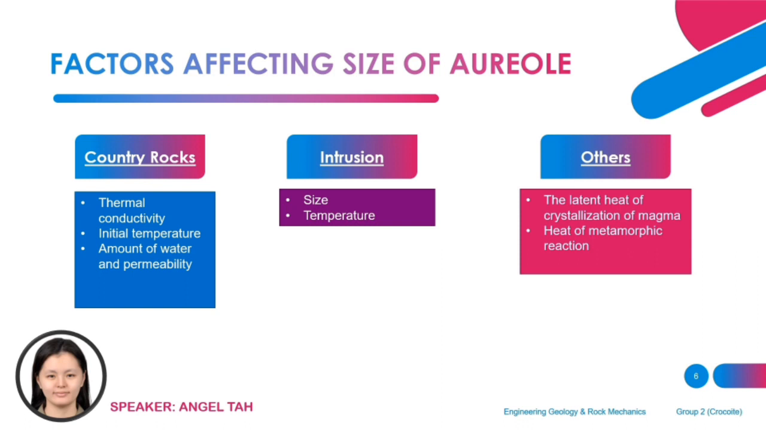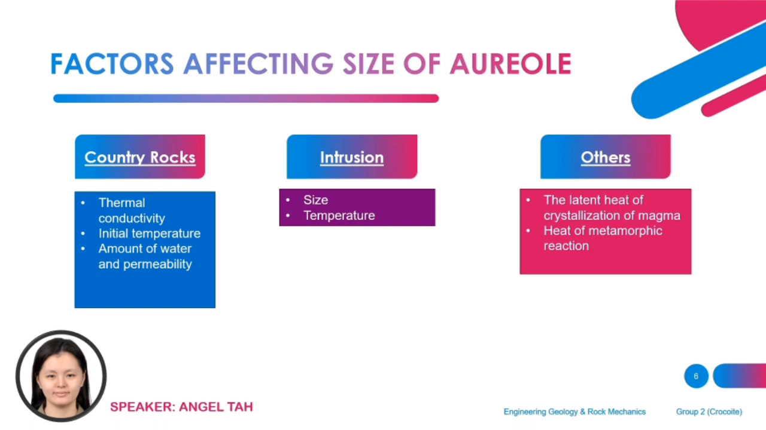This, in combination with the temperature of the intrusion, will determine the initial temperature gradient, thus the rate at which heat can be flowed into surrounding country rocks. Next, the amount of water and the permeability of the surrounding country rocks. If the country rocks is permeable and contains groundwater, heat will be able to move by convection.